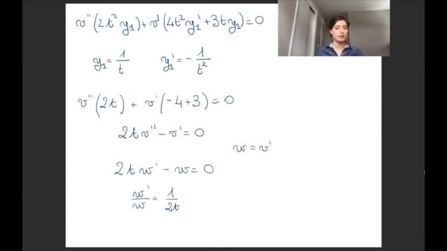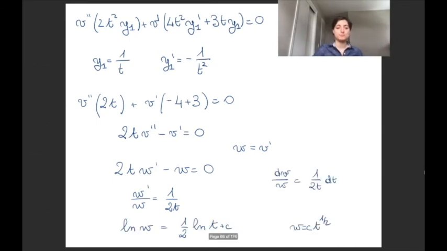I like separable equations, so I'm going to write it as w prime divided by w equals 1 over 2t. That means that it's dw divided by w equals 1 over 2t dt. We integrate both sides. We get a logarithm of w on one side and 1/2 a logarithm of t plus c. So whatever method you choose to solve 2t w prime minus w equal to 0, you should get w equal to a constant times square root of t.